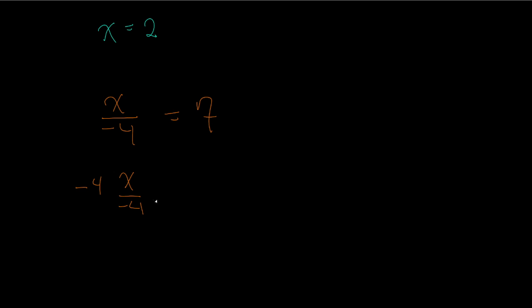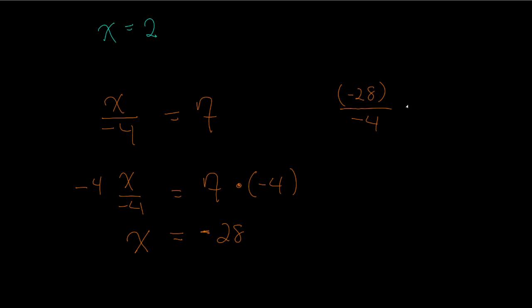And so I'm going to multiply by negative 4, but whatever you do to one side, you do to the other. And negative 4 divided by negative 4 is 1. So that leaves me with x over here. And 7 times negative 4 is negative 28. Well, I'll check. I'll put negative 28 in for x and negative 4 below it. Negative divided by a negative is positive, and 28 divided by 4 is 7. So it checks, and this is a solution.